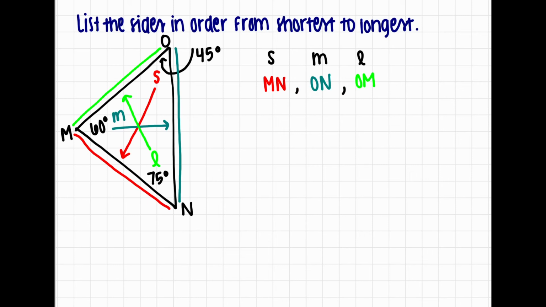Remember, on the sides, you can label them the other way. So I could have called this side NM. I could have called the second one NO. And the third one could have been MO. Either way works. They mean the same thing.